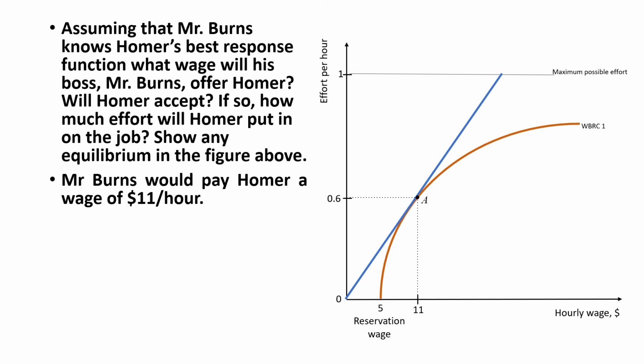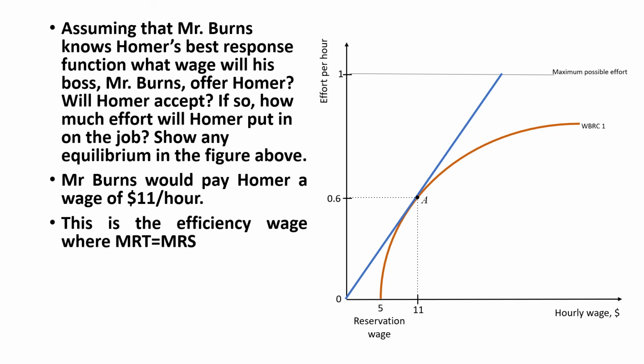At this wage, Mr. Burns' isoprofit line is tangent to Homer's best response curve. Since this is the highest feasible isoprofit line for Mr. Burns, $11 per hour represents the profit maximizing wage. This is simply the efficiency wage, that is, the wage at which the marginal rate of transformation is equal to marginal rate of substitution. Note that any other wage would lead Mr. Burns to extract less effort out of Homer for each dollar spent.